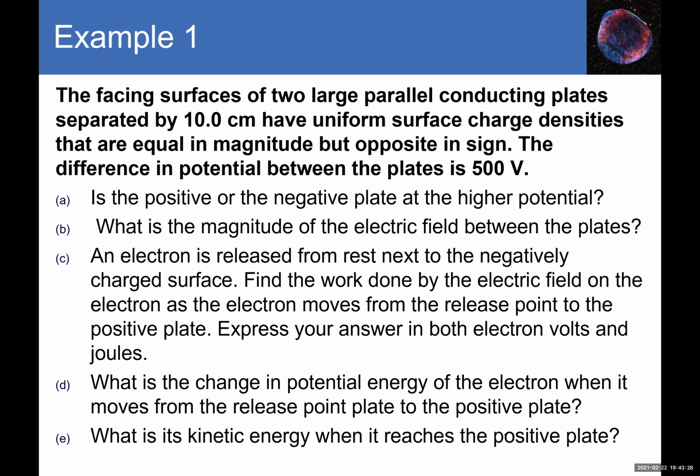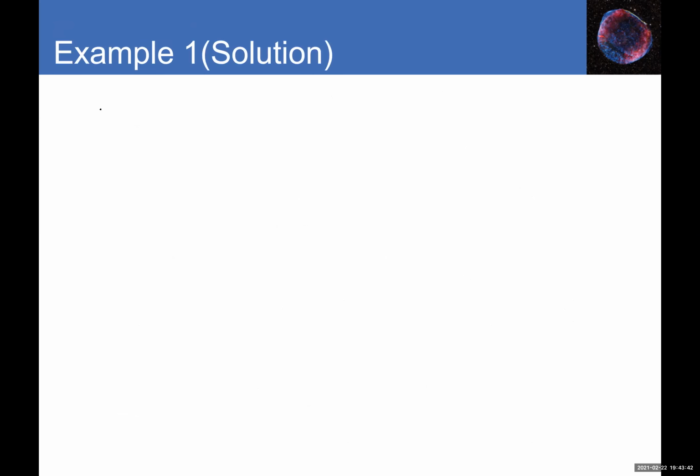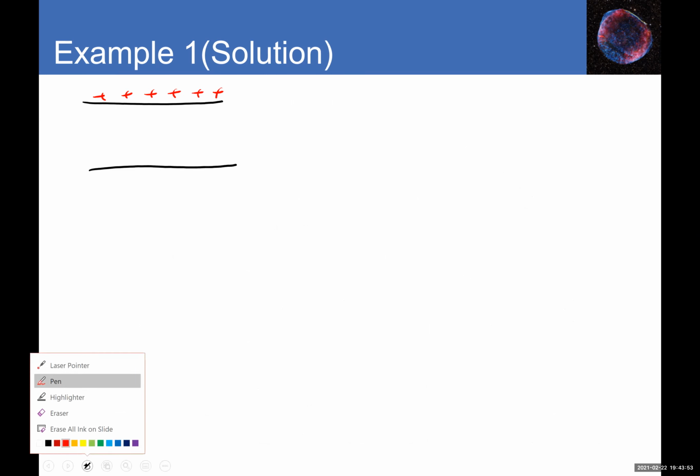All right. So we have two conducting plates. One is going to be positive, the other one is going to be negative, separated by a distance of 10 centimeters, and have a potential difference of 500 volts. So that means we can draw them like this. Those are two plates. Let's say one is positive, and the other one here is negative.